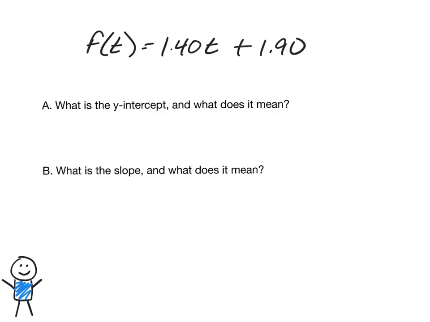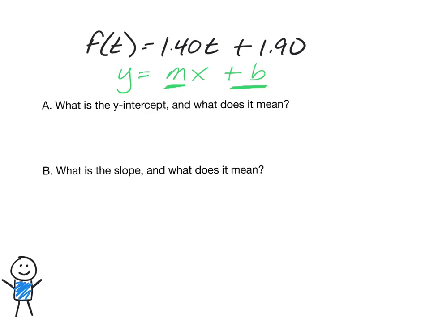Now that we've written the function, sometimes you're given questions that ask for what the different parts are and what their meaning is. When dealing with linear functions, it's a good idea to remember the y equals mx plus b formula. And remember the key parts, that the m represents the slope and the b represents the y-intercept.